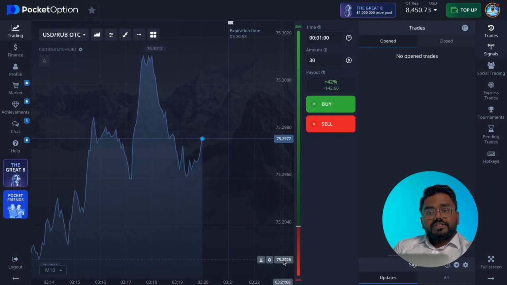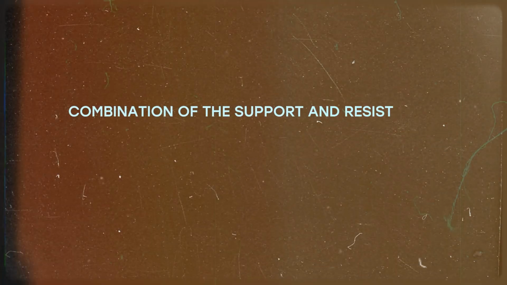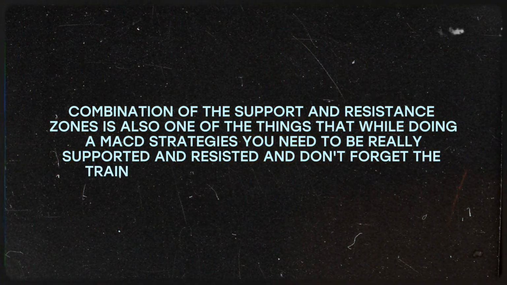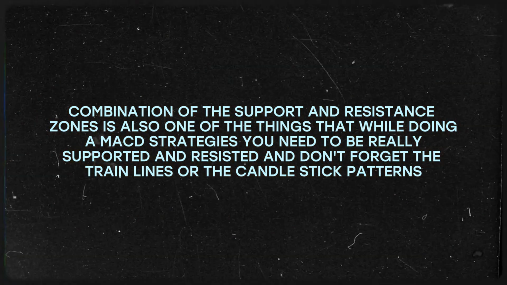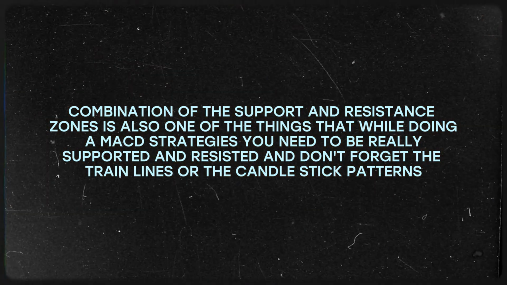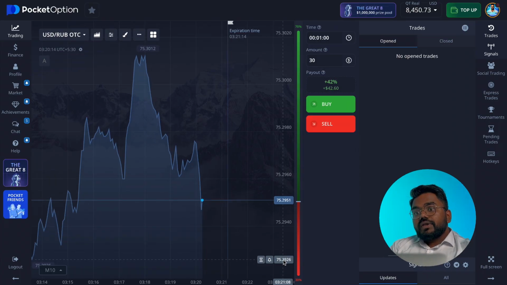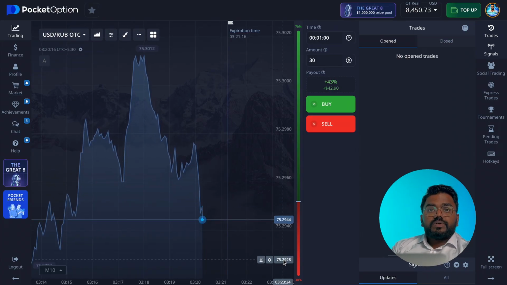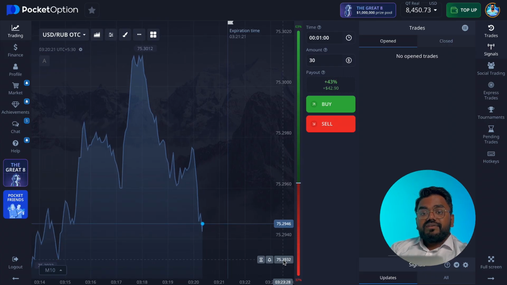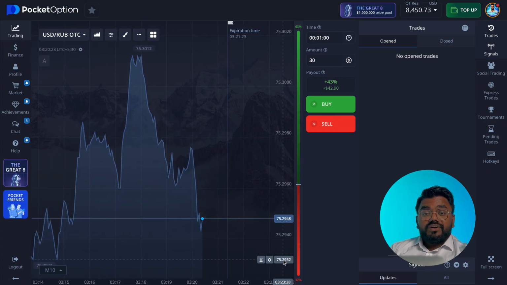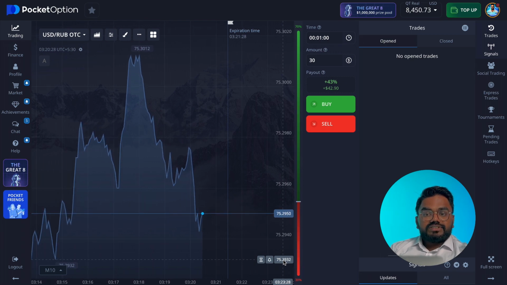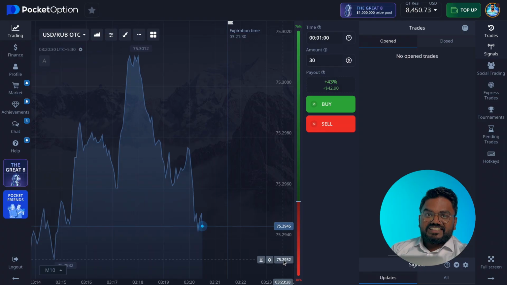So coming back to the strategy, a combination of support and resistance zones is also one of the things to use. While doing the MACD strategy, you need to be well supported by support and resistance. And don't forget the trend lines or candlestick patterns. This is the more important thing. You can use it according to your bar chart or candle chart, whichever you want. Trade during trending markets. Avoid flat sideways movement, and MACD works best with strong trends, guys.